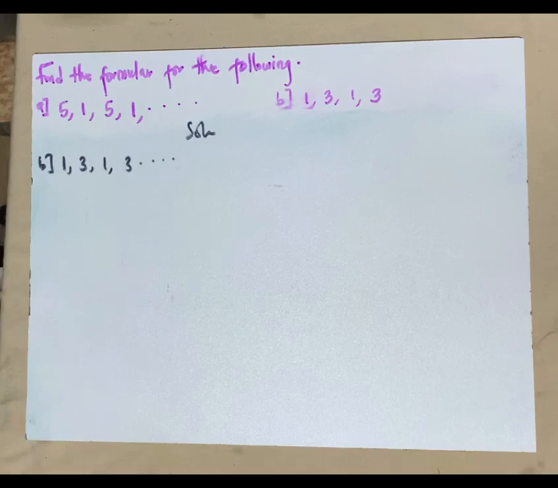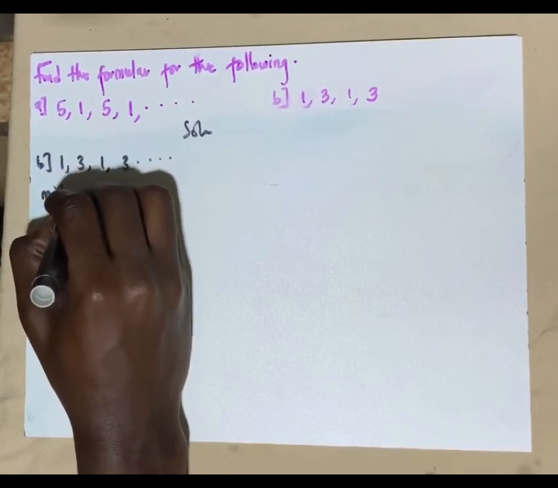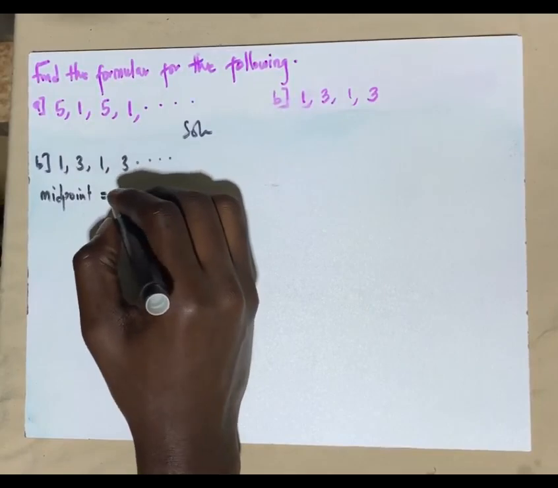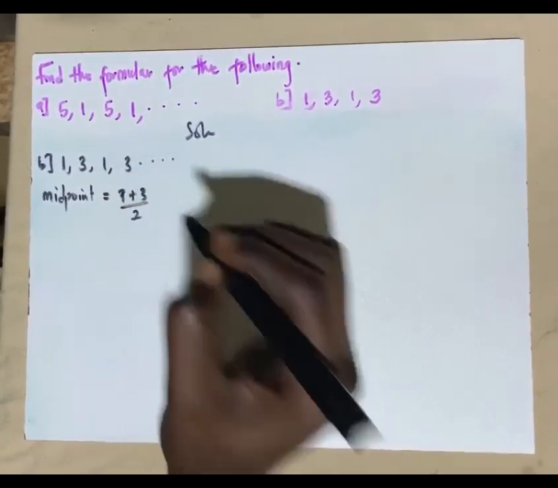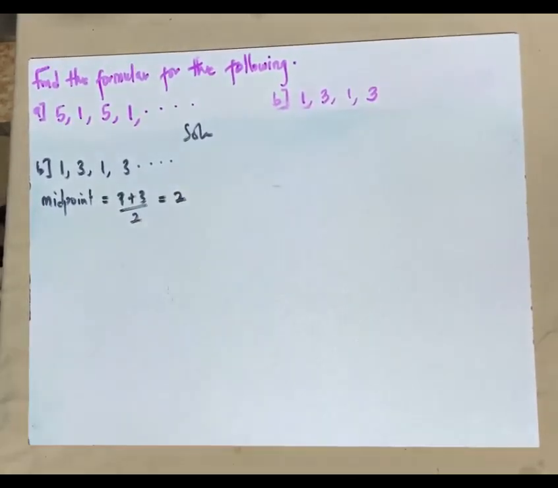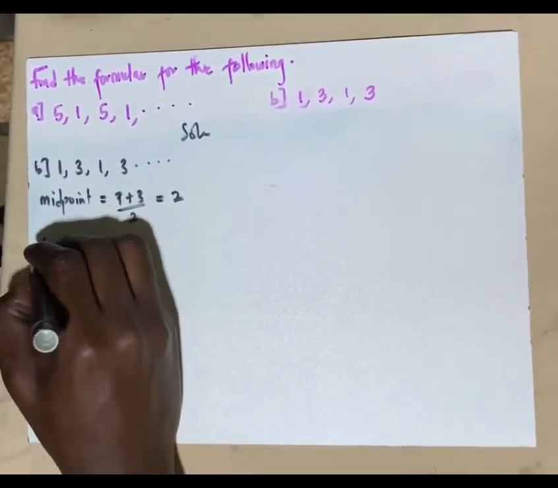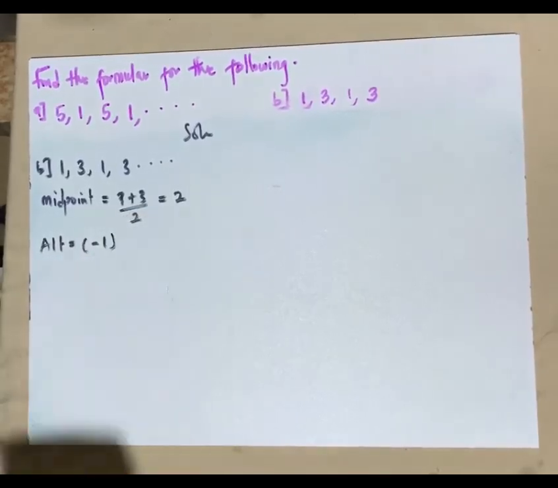You realize that I said anytime you have a sequence like this, first of all, find your midpoint. Obviously our midpoint is going to be 1 plus 3 divided by 2. And 1 plus 3 divided by 2 is going to be 2, which means our midway is going to be 2. And what's going to be our alternating value? Our alternating value is going to be minus 1.